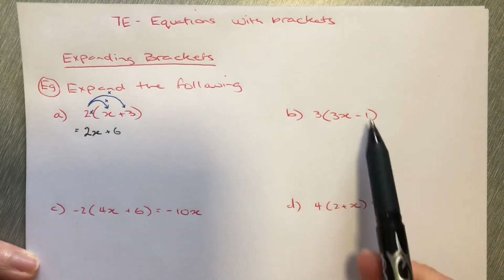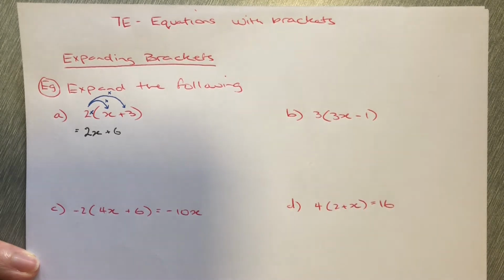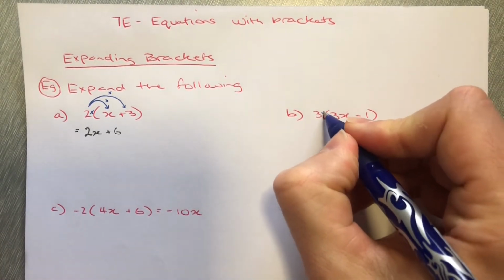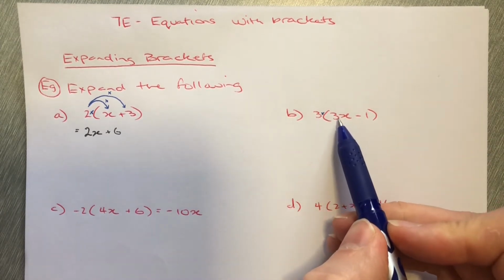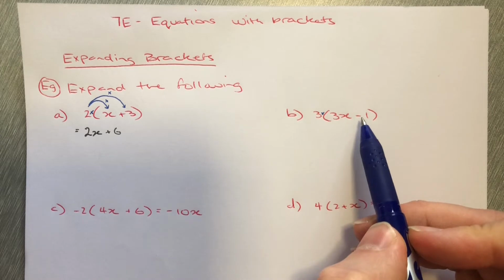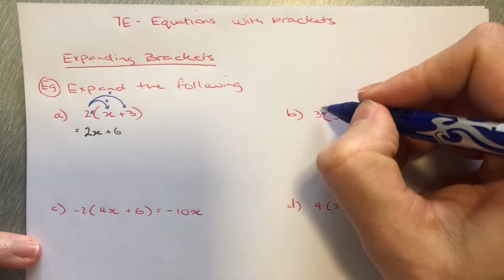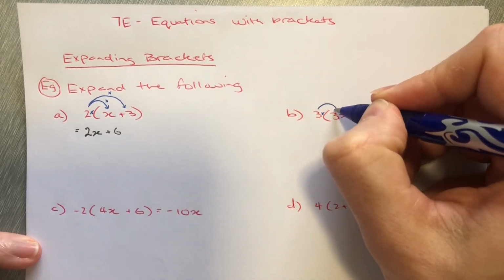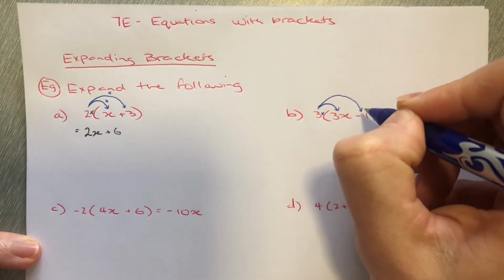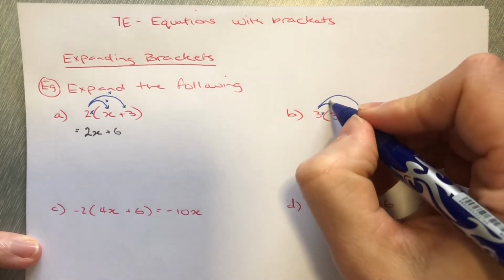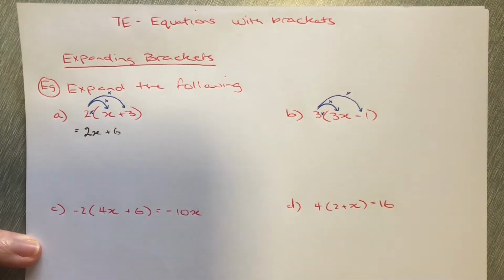Let's do another example just here. Now remember, with this 3 out the front, there's an invisible little times there, so this 3 is going to be timesing that 3x, and it's also going to be timesing that minus 1. If it helps you, feel free to draw those little arrows to show that you need that 3 to times the 3x, but also the minus 1. We can put our little times there so we remember that's the operation that we're using.